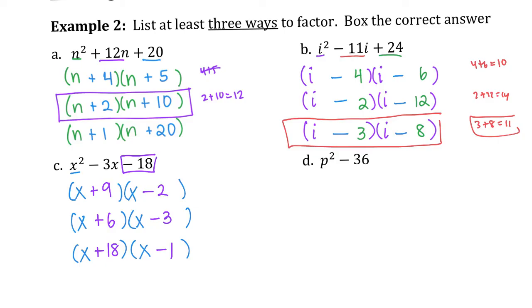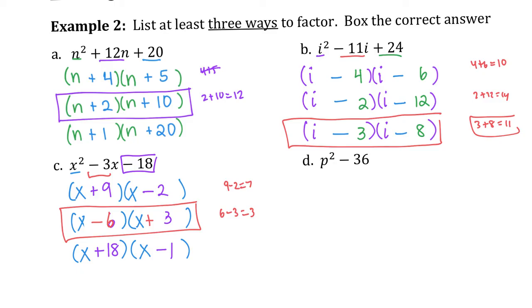Okay, let me see which one of these is correct. I want it to add up to negative 3. So if I do 9 minus 2, that's 7. No. 6 minus 3, that's 3. I want it to be minus 3. So I actually do have the right numbers, but I have the wrong sign. So let me change this. Let me make this a minus 6 and a positive 3. Negative 6 plus 3 is negative 3. So that's the correct answer now.